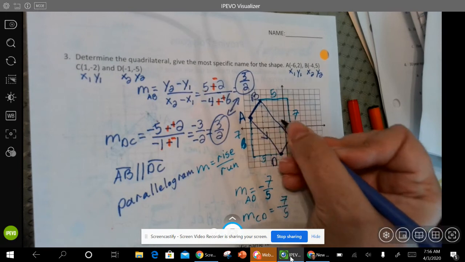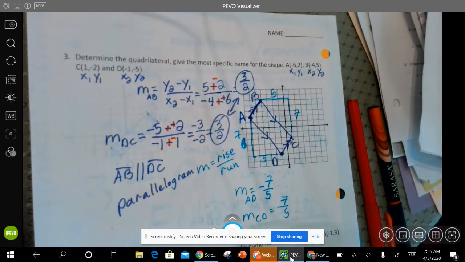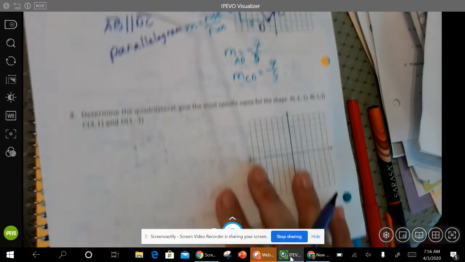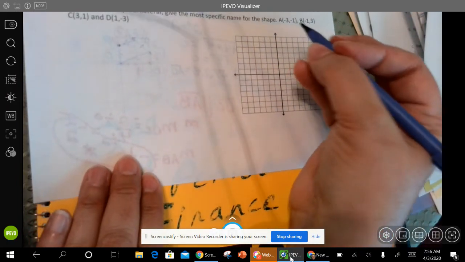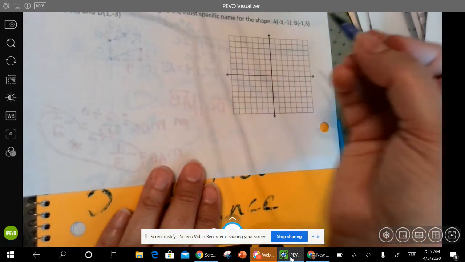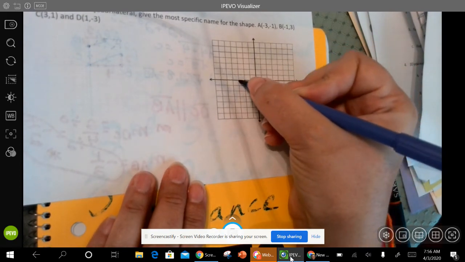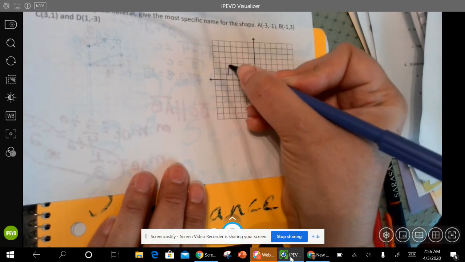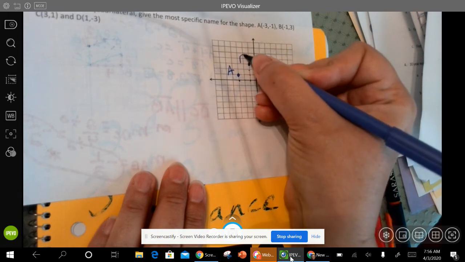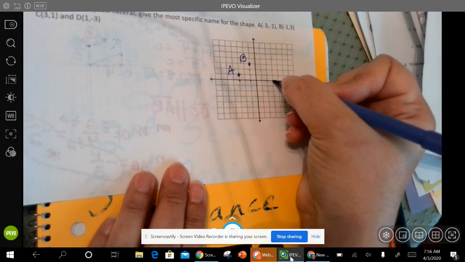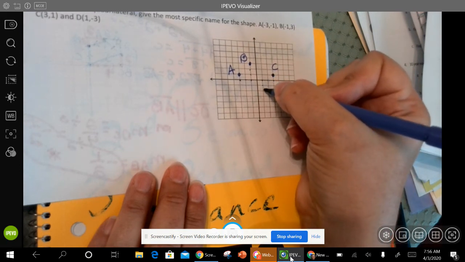Opposite sides are parallel. Okay, we got this, everybody. I'm going over this because you're going to need this to do our proofs. So that's why I'm doing this. We're going to go ahead and graph it. So I'm going -3, 1, 2, 3, up 1, and then over 2, up 1, 2, 3 for B. 1, 2, 3, up 1, over 1, down 1, 2, 3.